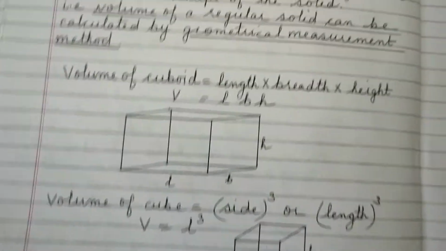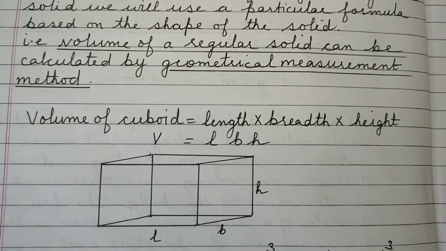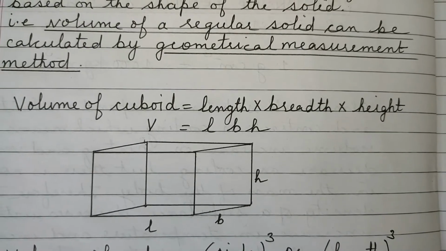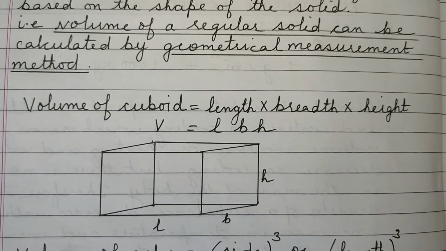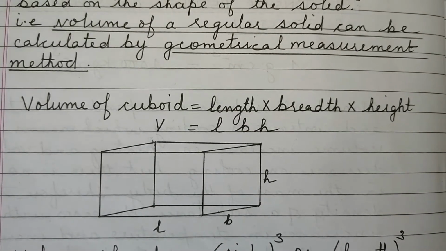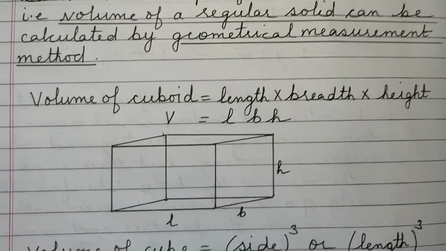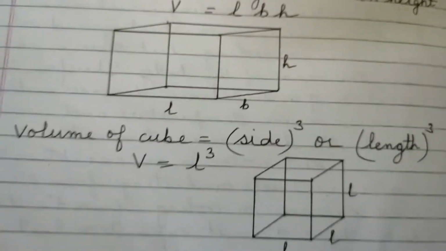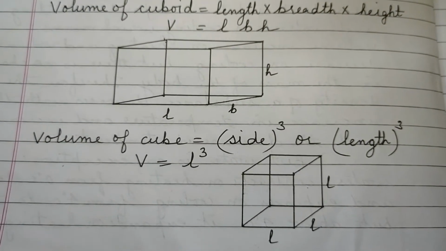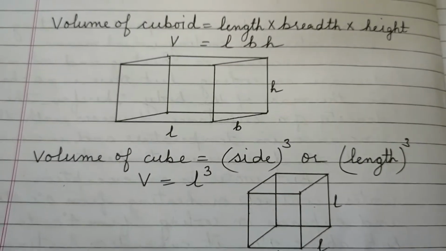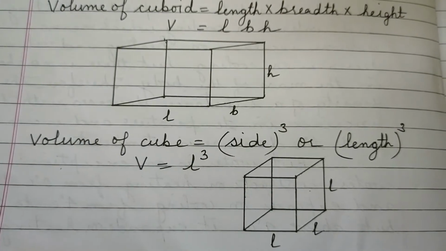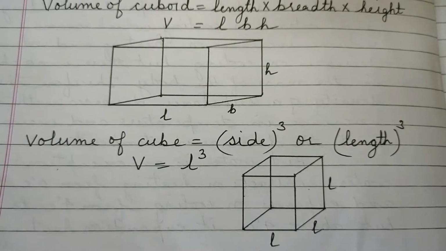To find out the volume of a cuboid, we'll have the formula V is equal to LBH, and the structure has been given where the length, breadth and height have been indicated in the diagram clearly. If we have to find out the volume of a cube, we can apply the direct formula V is equal to side cube. We can take one of the sides as L, and the formula becomes V is equal to L to the power of 3.